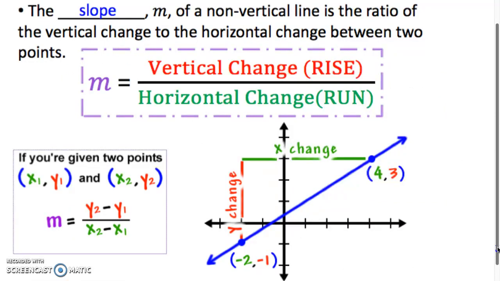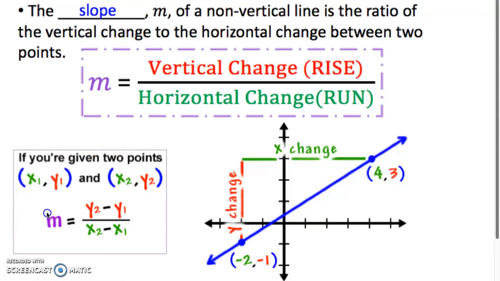The next thing we're going to talk about is slope. The slope is also a rate of change. It's the rate of change of your line. Looking at the definition, the slope of a non-vertical line is the ratio of the vertical change to the horizontal change between 2 points. You've seen this formula before. M is the vertical change over the horizontal change, or the rise over the run. These are multiple ways of looking at the same thing.